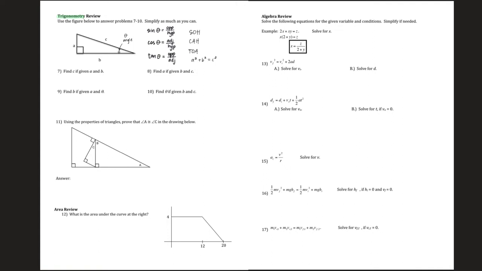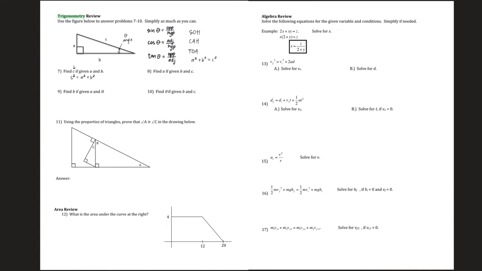We are going to look at number 7 and number 9 here. Number 8 is similar to number 7. Number 10 is similar to number 9. Okay? So if we're trying to find c, given a and b, we're just going to use the Pythagorean theorem. We've got a, b, and c. That's the only equation that has a, b, and c.